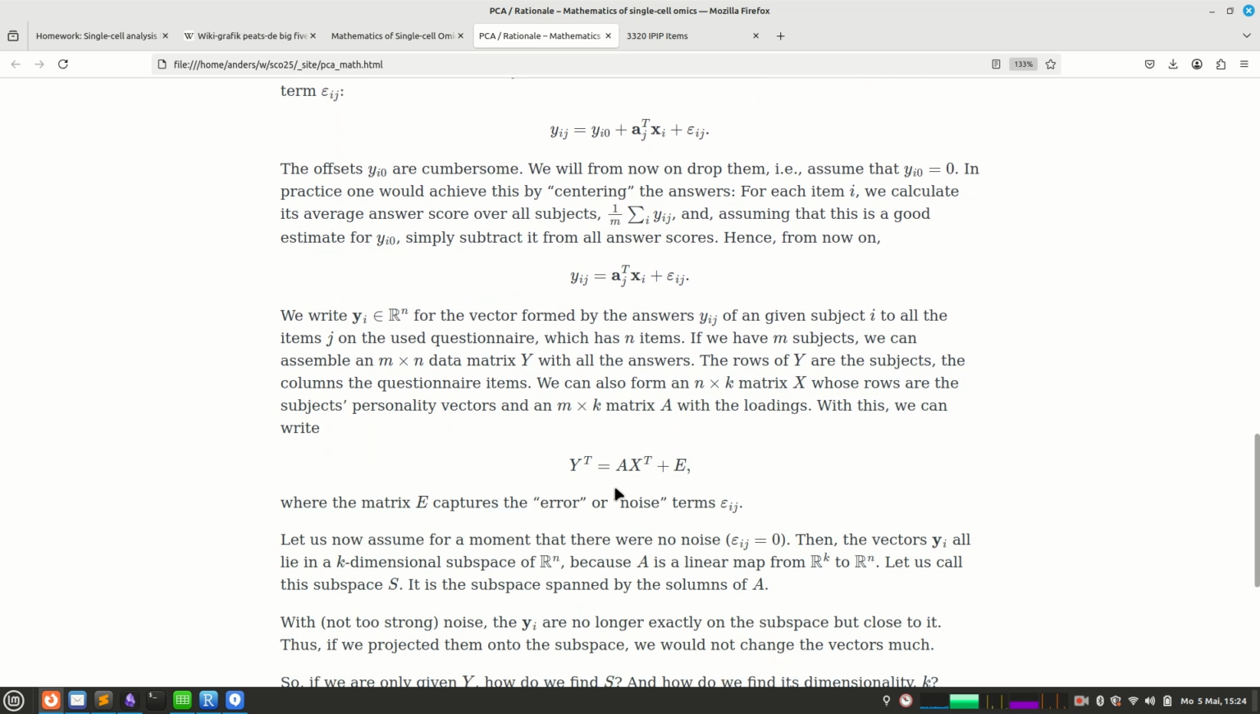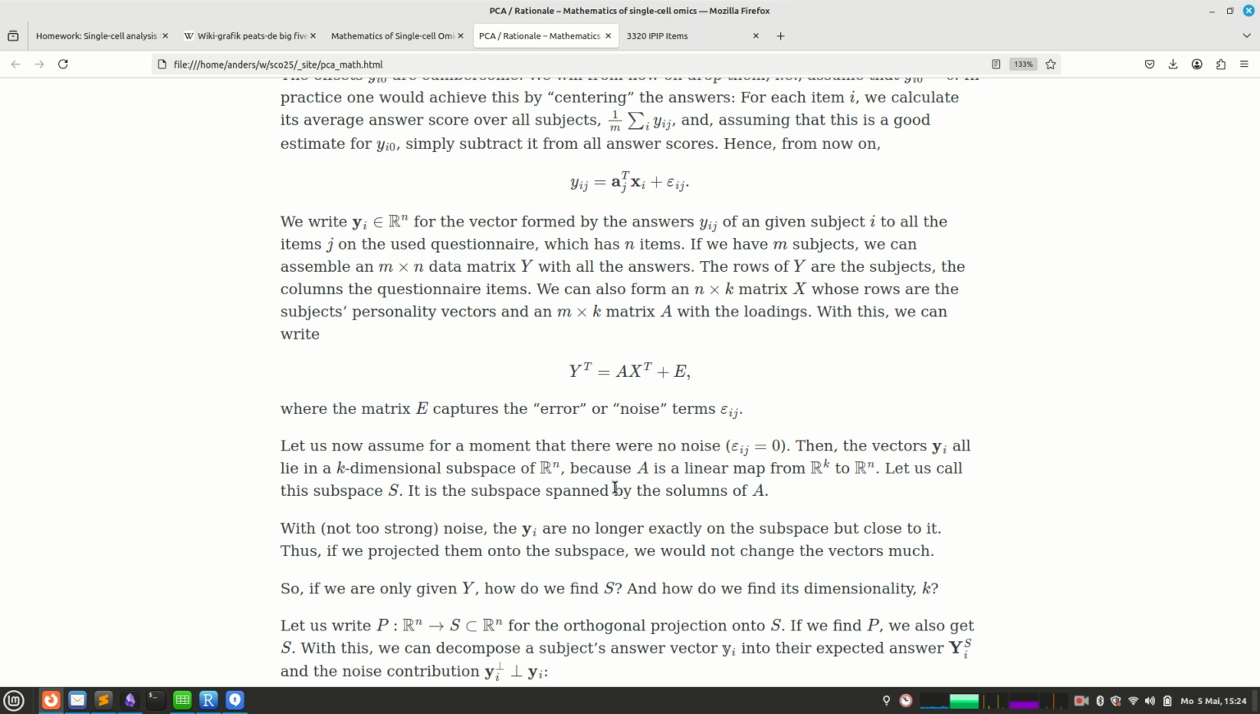Now, if we write yi for the vector formed by subject i, then we can say yi describes the whole questionnaire filled out by subject i and hence includes everything that we know about the subject's personality. So it's an n-dimensional vector in R^n. And we can assemble the answers of all our m subjects who have filled out our questionnaire into a big matrix which I call capital Y. The rows of this Y matrix are the subjects and the columns are the questionnaire items.